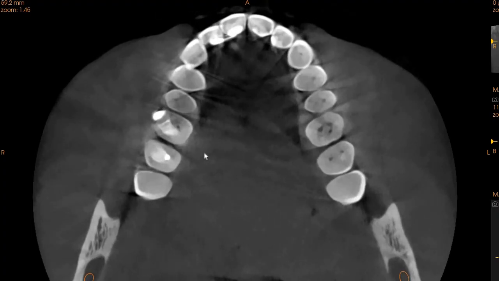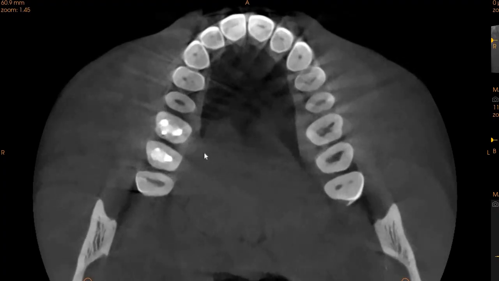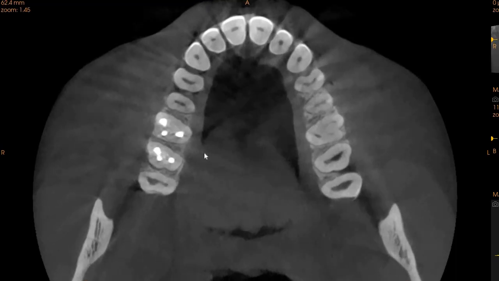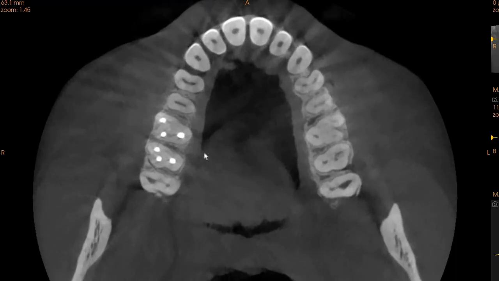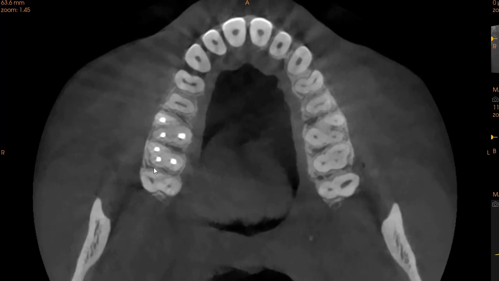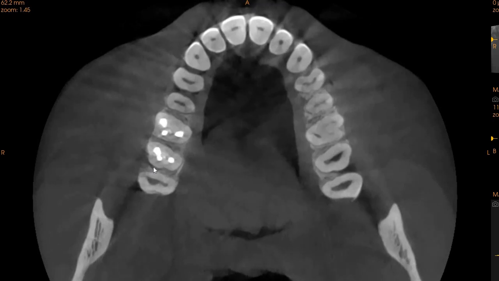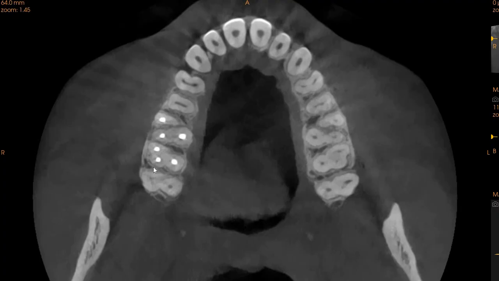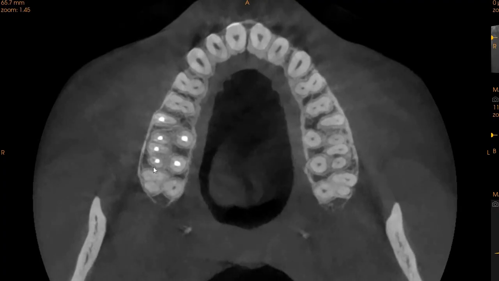Nothing significant that we can see on this view. As we move inferiorly, we can see some form of a radiolucency associated with the distal part of the 7. No cracks can be seen. As we move further towards the apex, we can see that the obturation is decent.